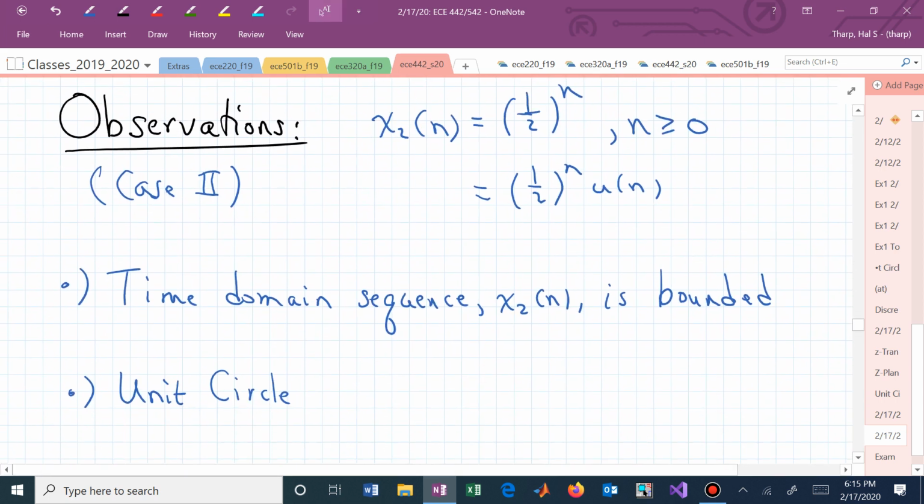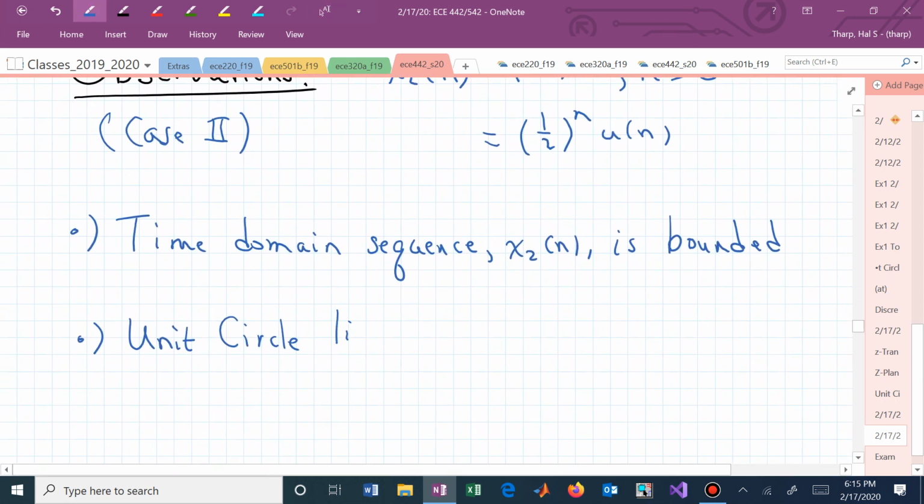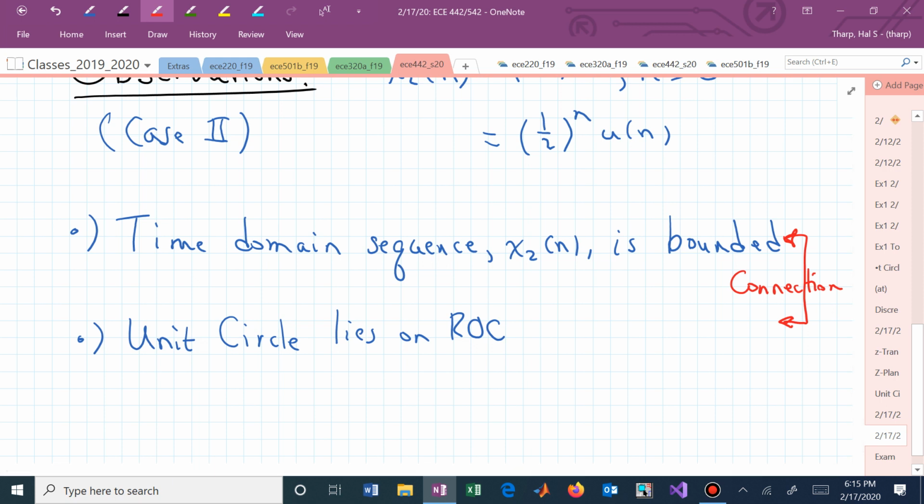The unit circle now lies on the region of convergence, and that's the connection. This connection is the same, it's just giving us the opposite result as before in case 1. Now we have a well-behaved time sequence when the unit circle lies on top of or lies on the region of convergence.